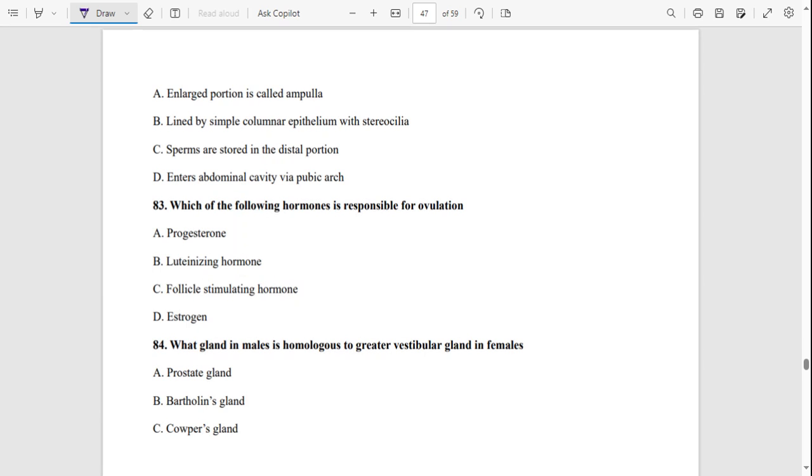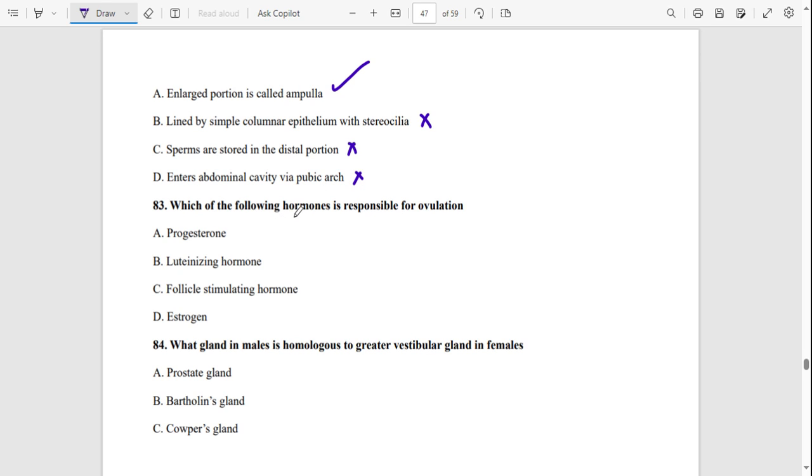Concerning the vas deferens, the enlarged portion is called the ampulla. This is correct, as we saw. Lined by simple epithelium with stereocilia, simple cuboidal? This is not correct; it is actually pseudostratified columnar, which has stereocilia. Sperms are stored in the distal portion? The distal portion is where they are going to be removed from, so not stored. Enters abdominal cavity via pubic arch? They will use what is known as the inguinal canal.